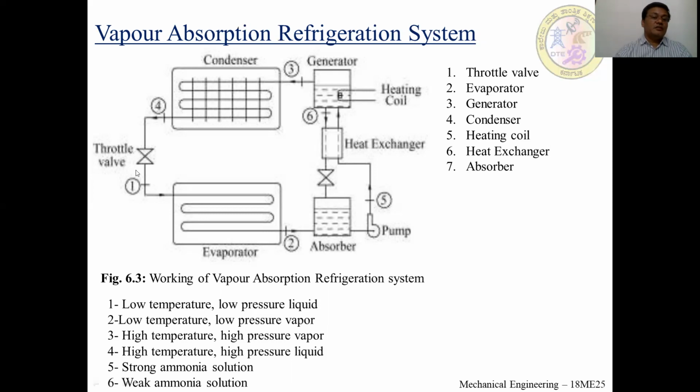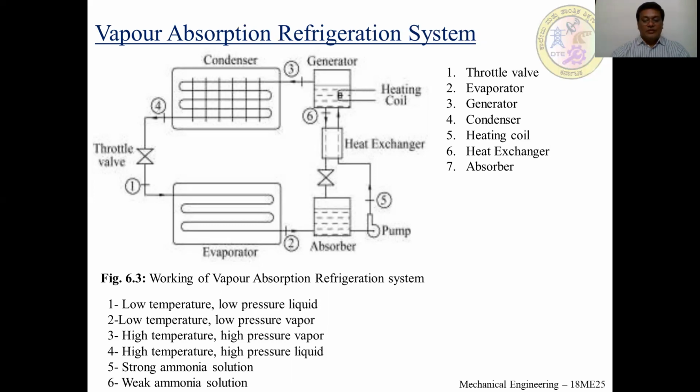This is the throttle valve. In the throttle valve, due to expansion, there is a sudden decrease in pressure as well as temperature. After expansion, we get low temperature, low pressure liquid ammonia again at state point 1. Then this cycle repeats. So this is about the vapor absorption refrigeration system.